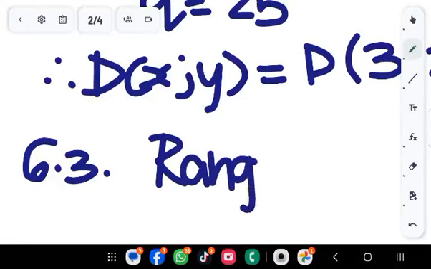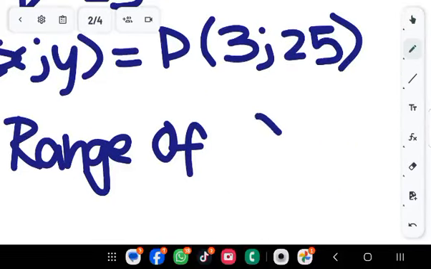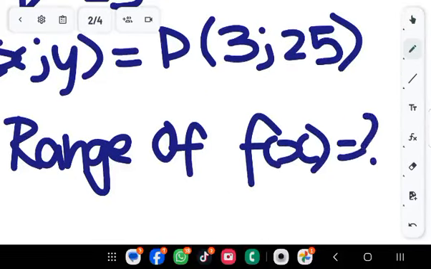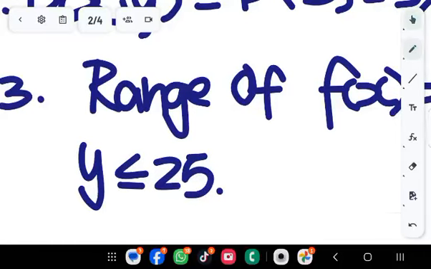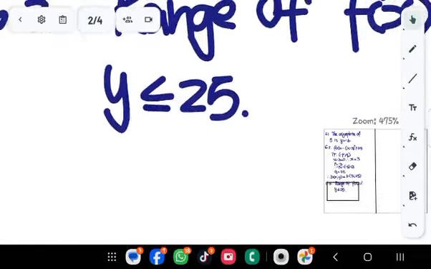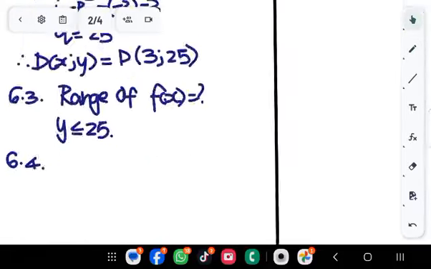6.3. Range of f. y is less than or equal to 25 because that's where the maximum turning point is. Okay, 6.4. Next question.